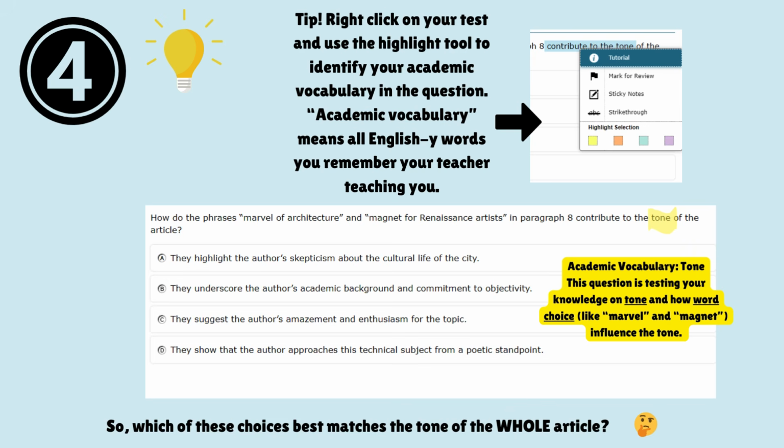So, which of these choices best matches the tone of the whole article? The whole article, not just paragraph 8. We're looking at phrases from paragraph 8, but how do they contribute to the tone of the whole article? Pause the video, see if you can figure out the right answer, unpause it, and then we'll go to the next slide.